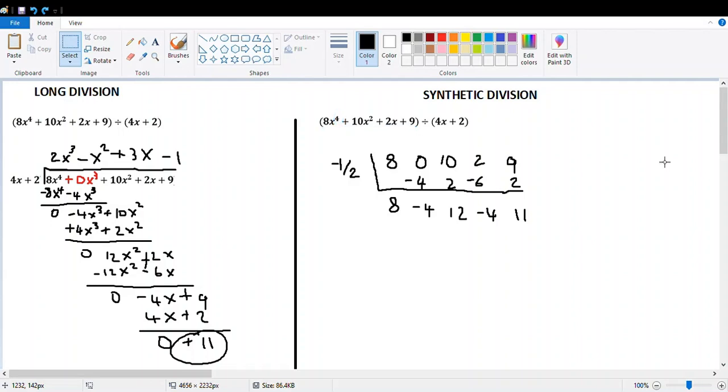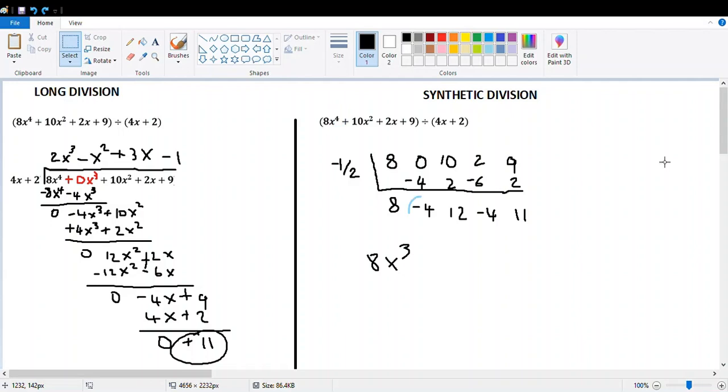That means that the answer must start with a smaller exponent. In this case it's going to be exponent 3. Then 8, the first term that we have here, is going to be 8x cubed. Remember, cube because it's the smaller exponent than the original in the dividend.